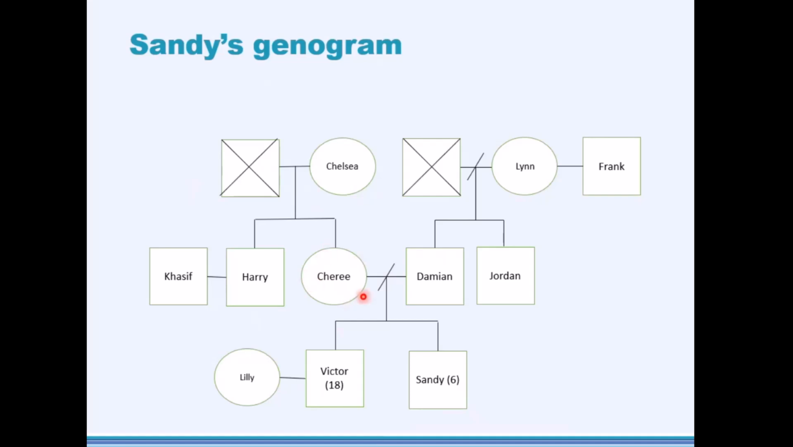So mum is Cherie, dad is Damien. This line here means they're separated. On the maternal side, mum has a brother called Harry, who's in a same-sex relationship with a guy called Kasif. Her mum is still around, Chelsea, sadly her dad, so that means Sandy's maternal grandfather, is deceased. On dad's side, dad has a brother called Jordan. His dad, so paternal grandfather, is deceased also. We have Lynn, who's a paternal grandmother, and she has a new partner, Frank. So here we have Sandy, who's 6. Main people are Sandy, 6, and his mum, Cherie.